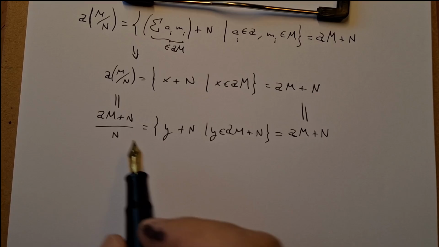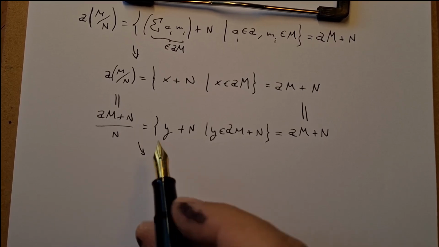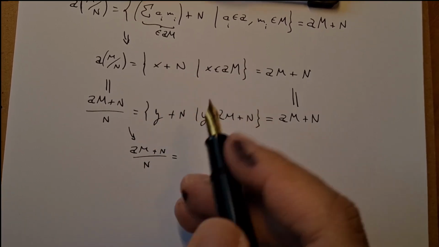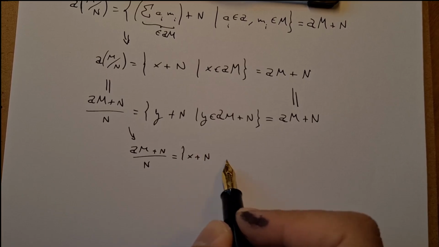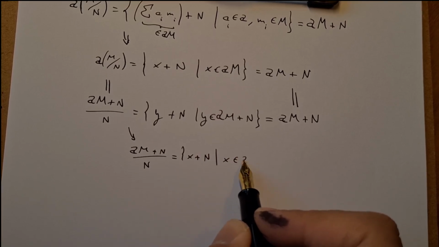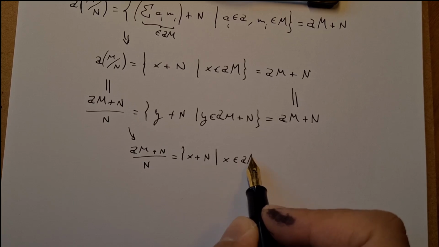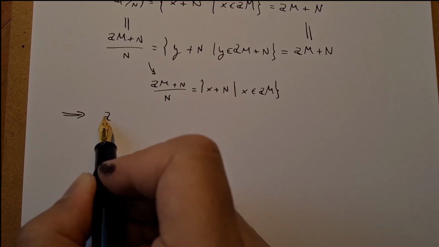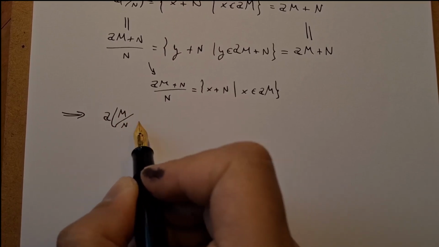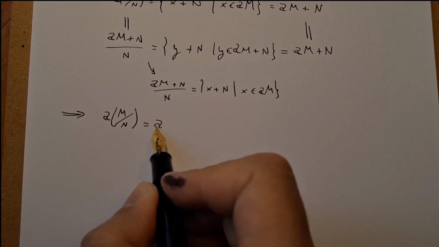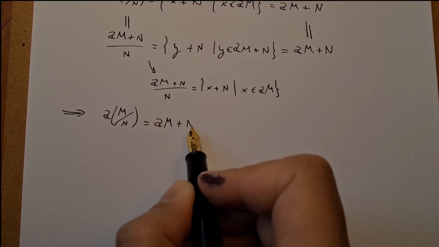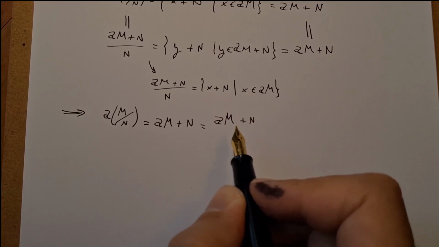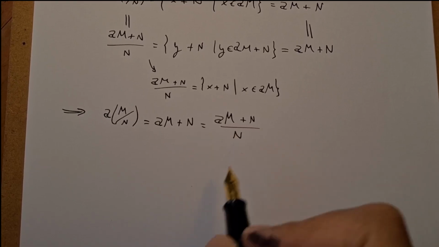Now, from here we can conclude that (M+N)/N equals this thing, which is x plus N, where each x is a member of the ideal A multiplied by M. So, long story short, what we have is the ideal A multiplied by the quotient M/N is the same as the ideal A multiplied by (M+N), which is the same as A(M+N) quotiented by N.